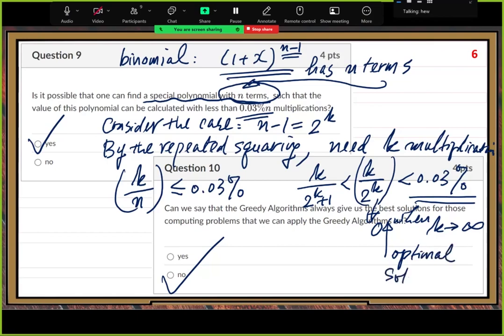Optimal solution. That's the best. If it's not an optimal solution, then people can argue there is a possibility it's not the best, because other people can find a better one. So let's assume we mean the optimal solution is the best solution.